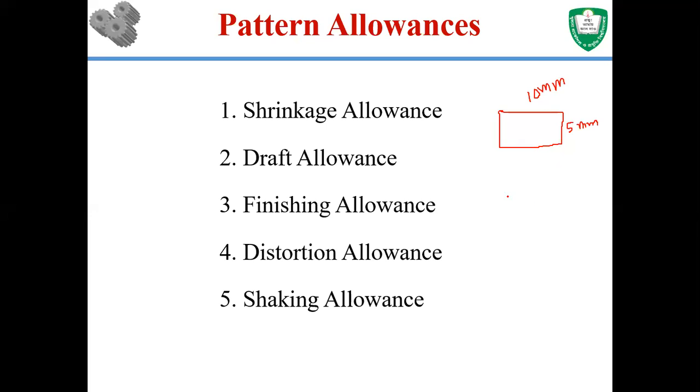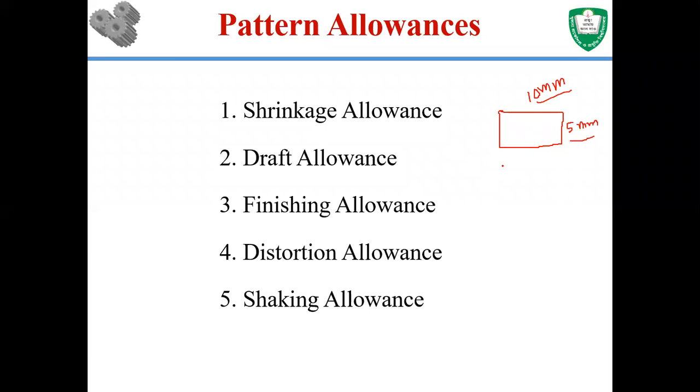So the definition of casting says that you need to have a replica of the product to be made. It is not the exact replica. It resembles the shape of the casting and also dimensions, but not exactly the same. The pattern dimension is not the same as the dimension of the final product. This is the casting you want to make: 10 millimeter length, 5 millimeter width, and thickness let's say 10 millimeter or 2 millimeter. And to manufacture a cast product like this, you need to have a pattern.